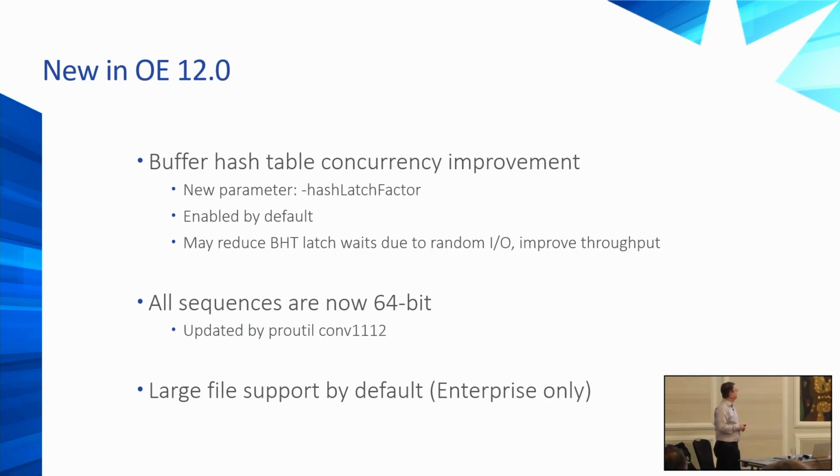A couple of smaller things, all sequences in 12 are now 64-bit. Again, you don't have to do anything to get this. It's just going to be handled for you automatically by the conversion utility. If you have 32-bit sequences, they'll be upgraded to 64. And on enterprise, large file support is enabled by default.